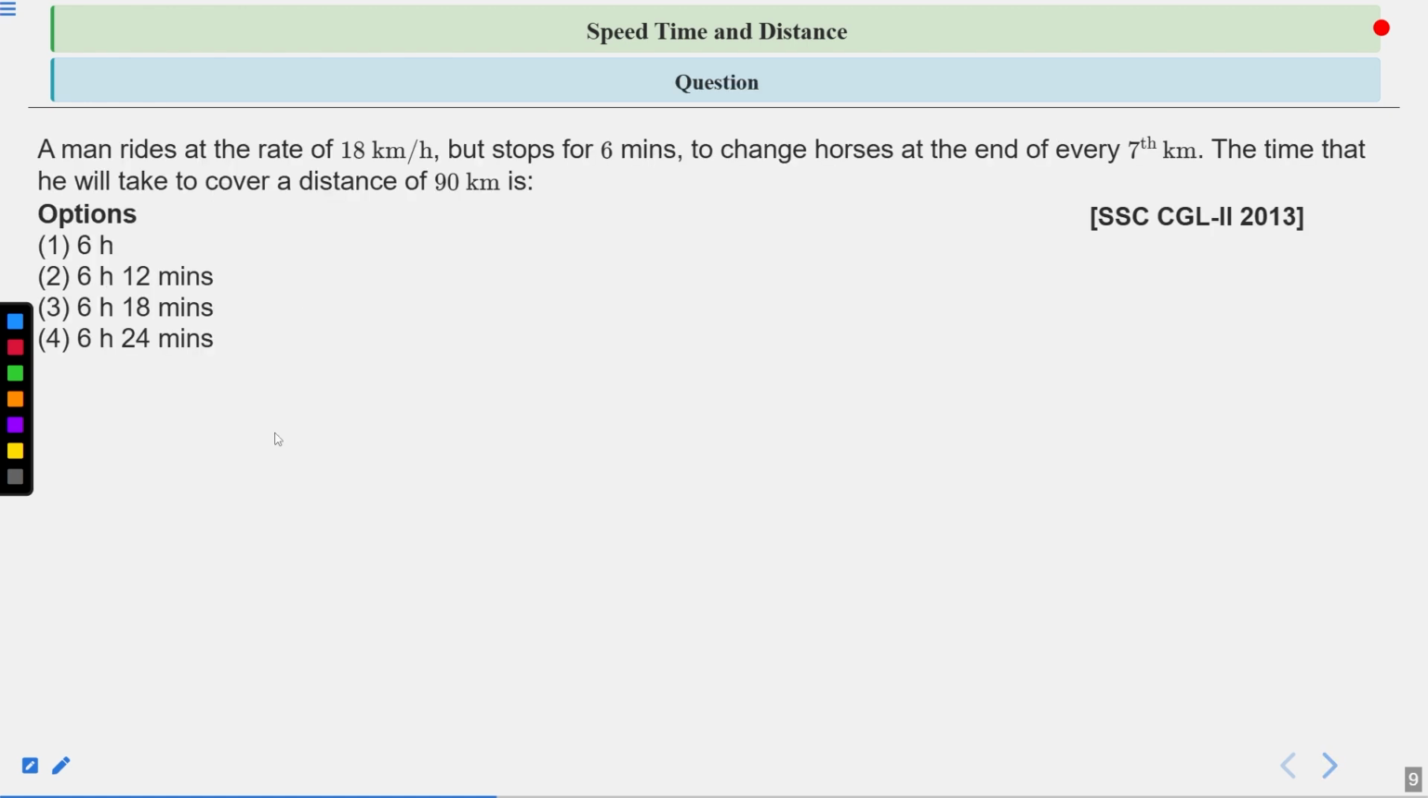A man rides at the rate of 18 km per hour but stops for 6 minutes to change horses at the end of every 7th kilometer. The time that he will take to cover a distance of 90 km. And this question was asked in the SSC CGL Tier 2 exam in 2013. So there are four options. First one is 6 hours, second is 6 hours 12 minutes, third one is 6 hours 18 minutes, and fourth one is 6 hours 24 minutes. Now you have 10 seconds to analyze the question. Your time starts now. Now time's up. Let's see the solution of this question.